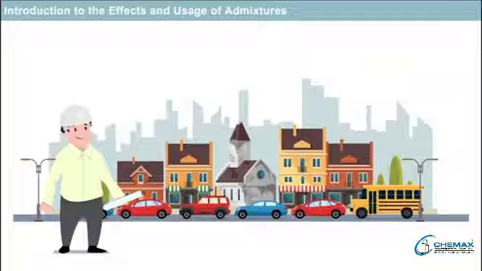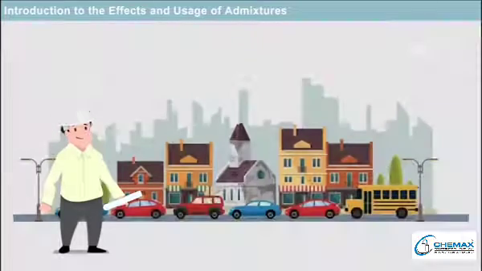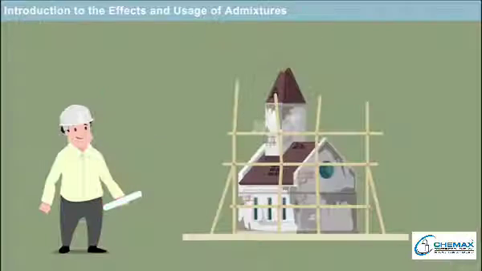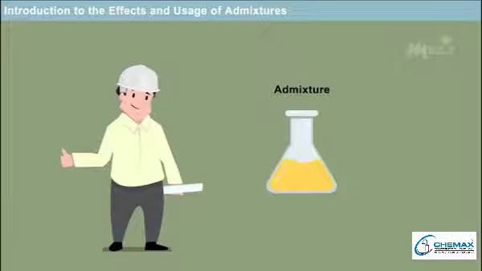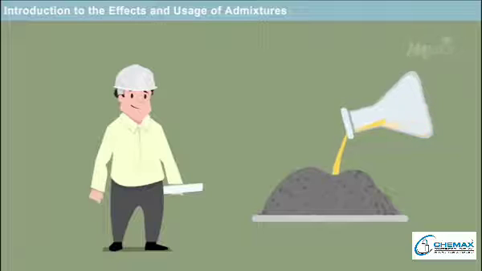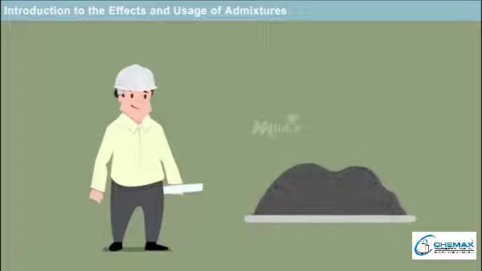the roadway. There are two constraints before you. One is to complete the task within the given time, and the other is to complete the work without affecting the traffic. Being a civil engineer, what will you do to complete the work on time? Yes, you will go for admixtures. By mixing admixtures to concrete, you can fasten up the work and at the same time obtain the desired strength.